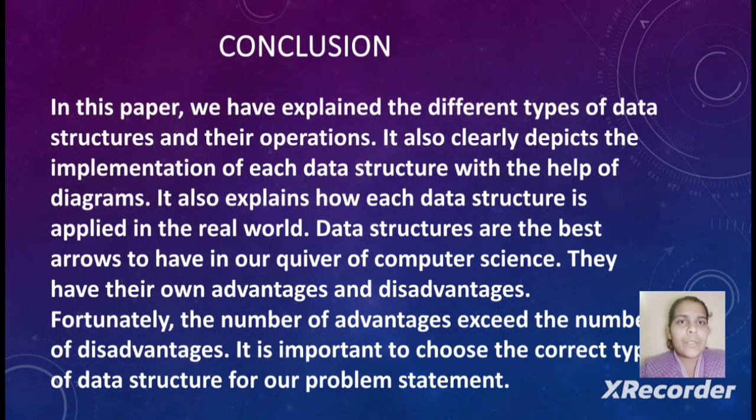And finally, the conclusion. In this paper, we have explained the different types of data structures and their operations. It also clearly depicts the implementation of each data structure with the help of diagrams. It also explains how each data structure is applied in the real world. Data structures are the best arrows to have in our quiver of computer science. They have their own advantages and disadvantages. Fortunately, the number of advantages exceeds the number of disadvantages. It is important to choose the correct type of data structure for our problem statement.